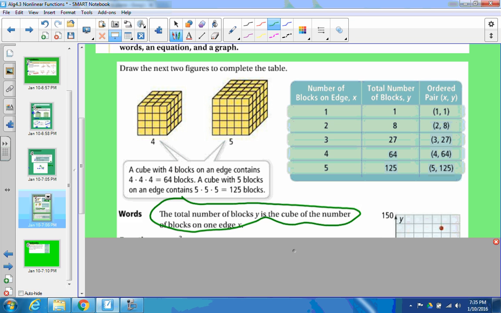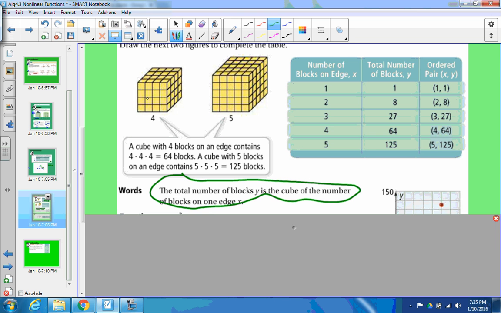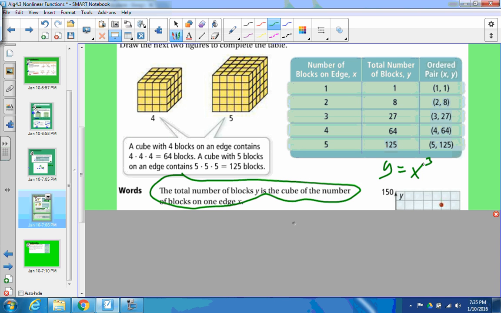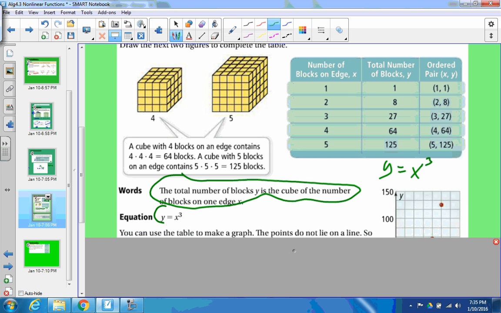Okay? And you can say it a different way too: the total number of blocks would be the number of blocks on one edge times itself 3 times, or cubed, or raised to the third power. So that's the fourth and fifth one right there. An equation where the y is just equal to whatever the x is to the third power. So that's where we have this equation here.